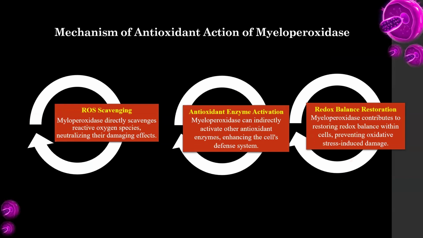Mechanism of antioxidant action of myeloperoxidase. First mechanism is ROS scavenging. Myeloperoxidase directly scavenges the reactive oxygen species and neutralizes their damaging effect. Second mechanism is antioxidant enzyme activation. Myeloperoxidase can indirectly activate other antioxidant enzymes and enhance the cell defense system. Third mechanism is redox balance restoration. Myeloperoxidase contributes to restoring the redox balance within the cell, which helps to prevent oxidative stress-induced damage.